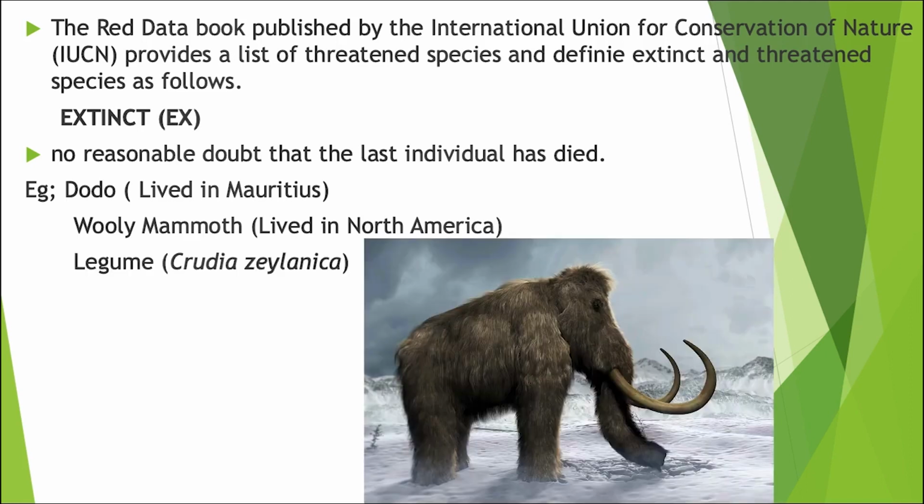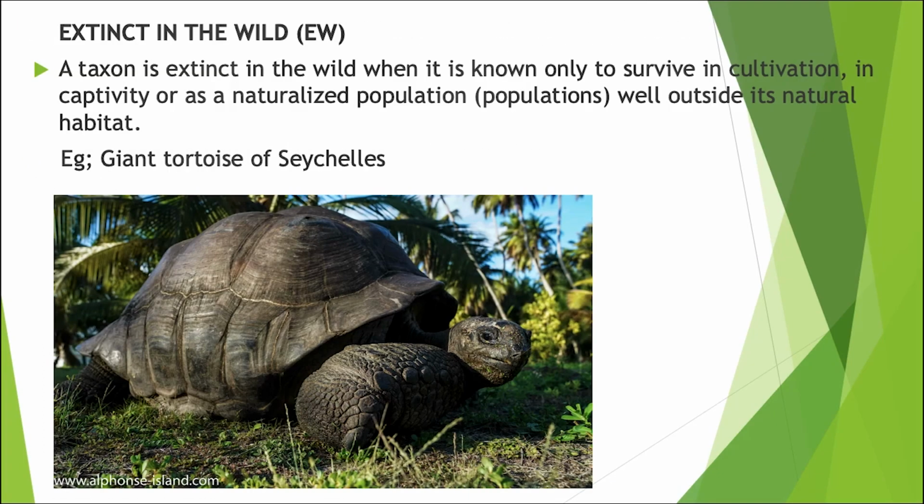Dodo, woolly mammoth, and legume have already become extinct. Extinct in the wild: that is a taxon where the species is extinct in the wild and is only known to survive in cultivation or in captivity, well outside its natural habitat. An example is the giant tortoise of Seychelles.